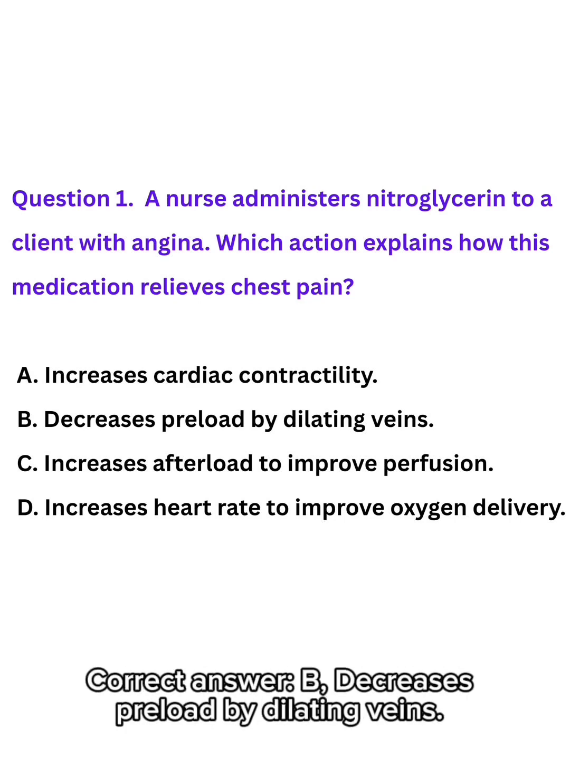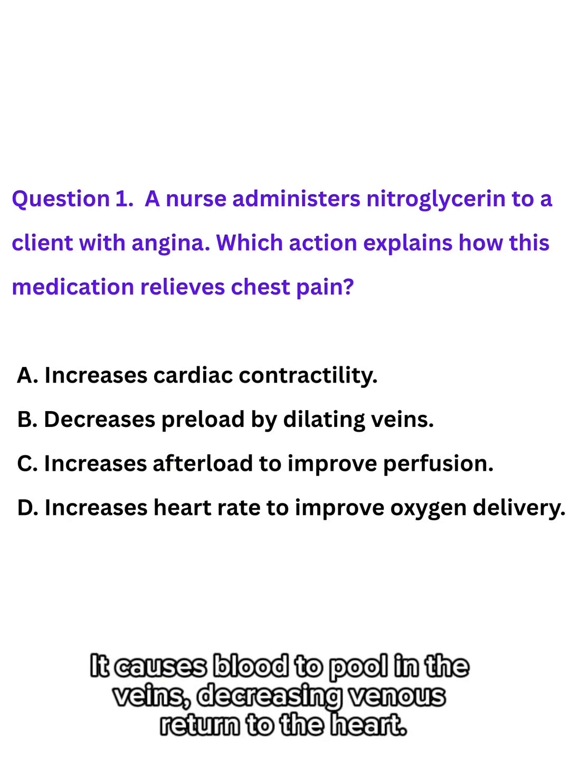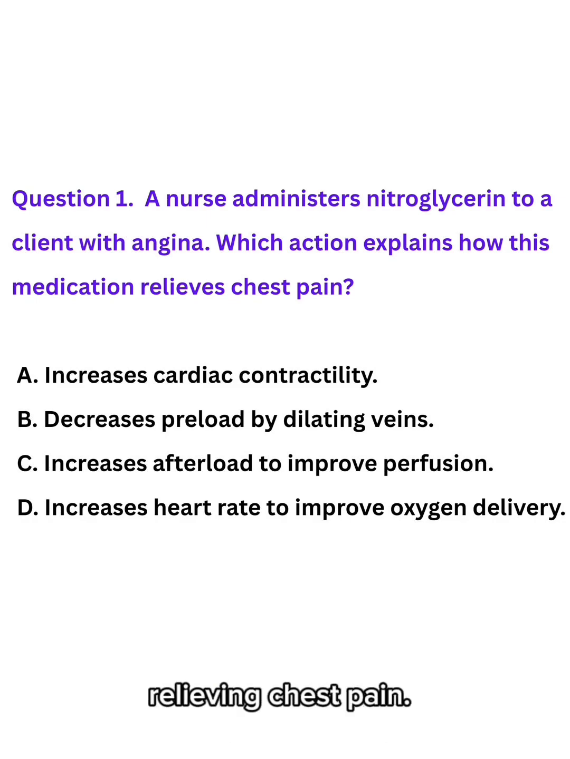Correct answer, B, decreases preload by dilating veins. Rationale, nitroglycerin is a venous vasodilator. It causes blood to pool in the veins, decreasing venous return to the heart. This lowers preload, reducing the heart's workload and oxygen demand, relieving chest pain.